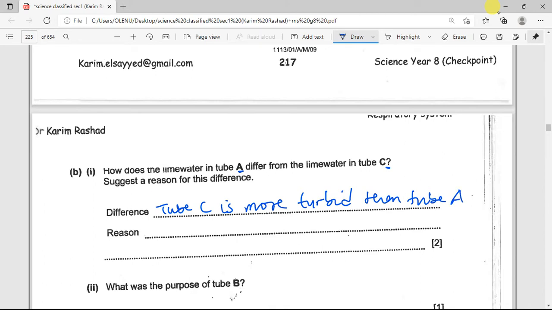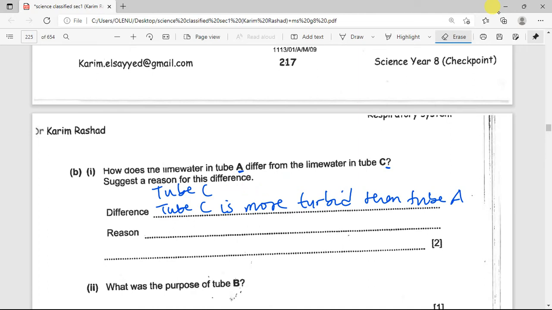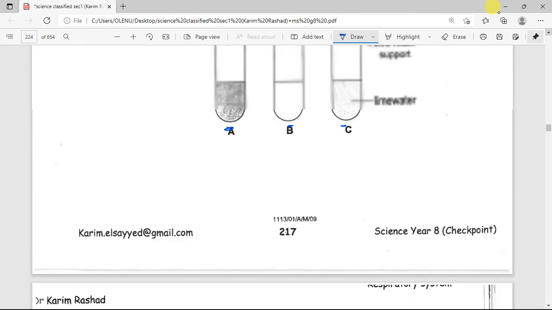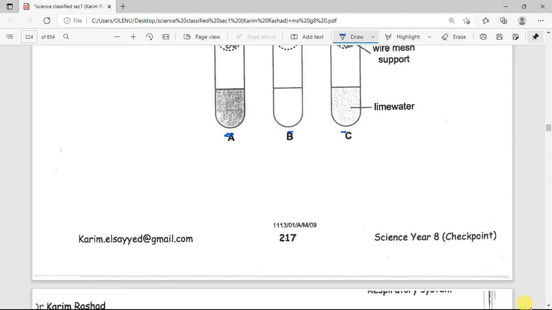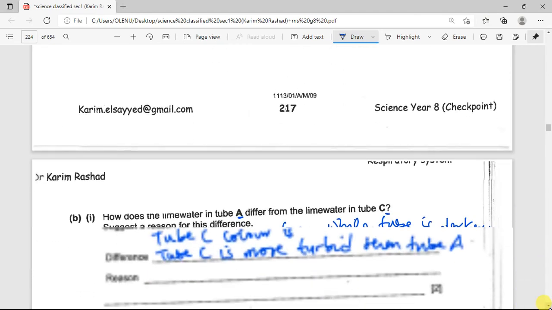You can also write that for color, tube C is colorless, while tube A is milky or darker. It's kind of milky, but if you look at it, it's darker in color. So you can use color difference. The major reason is that it's turbid.